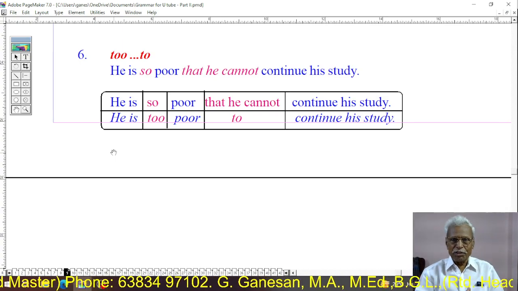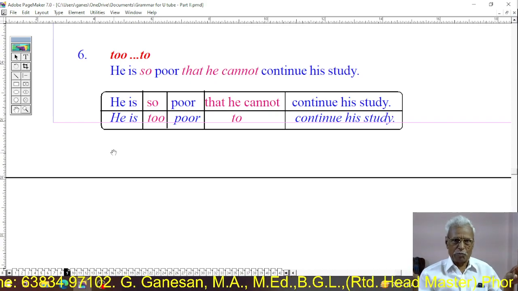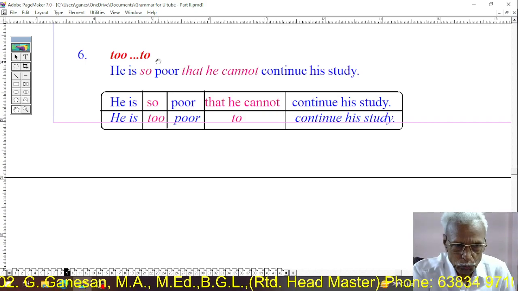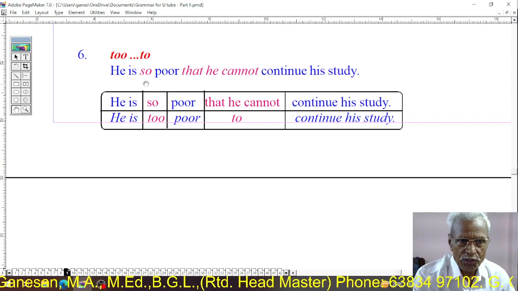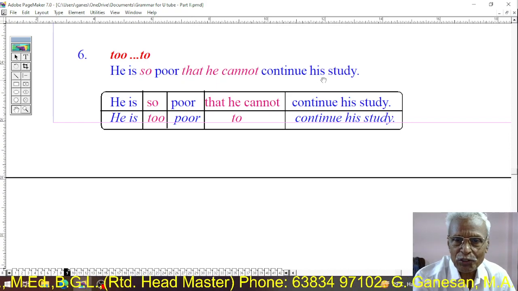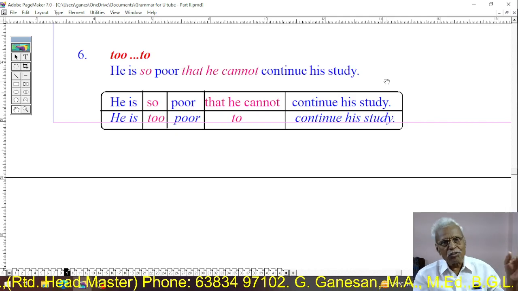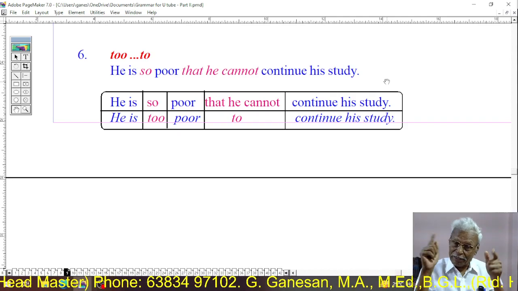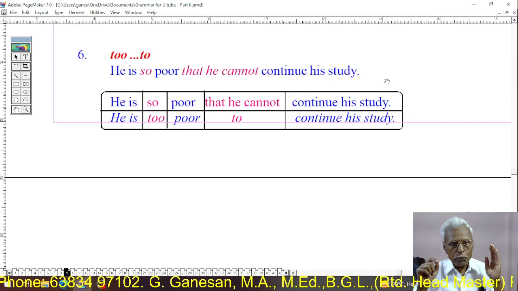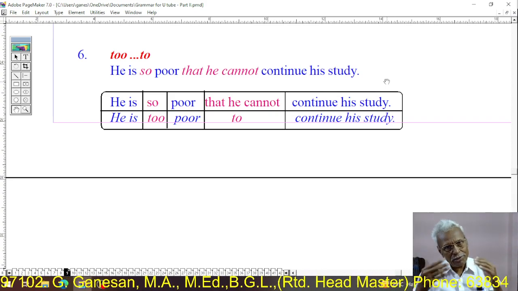Then the sixth one, 2-2. It has some special rules we have to apply. Here, this is the complex sentence: he is so poor that he cannot continue his study. That is, as he is very poor, he cannot continue his study. That can be expressed in this way also.